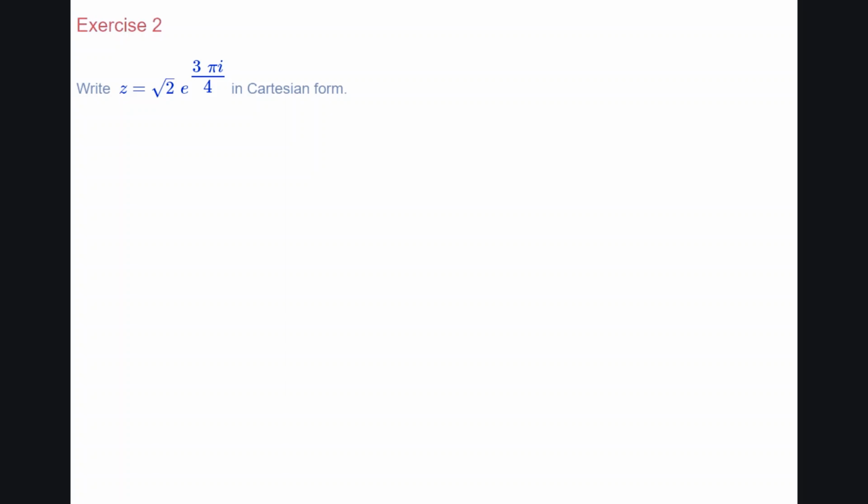It asks you to convert a complex number in polar form back to Cartesian form. So stop the video now and write out that solution. It'll only take a few lines.